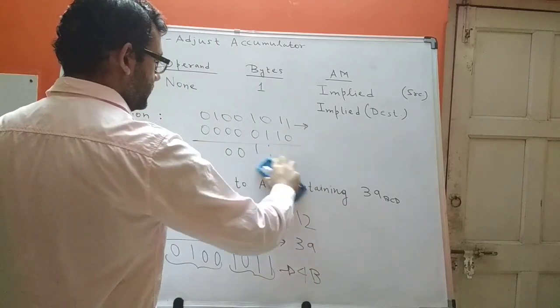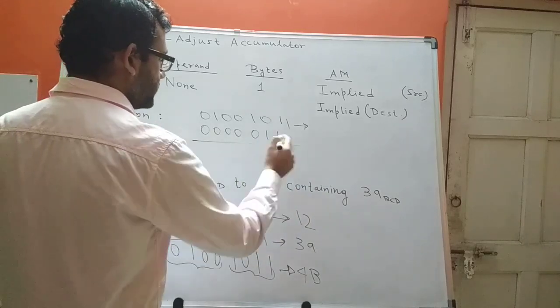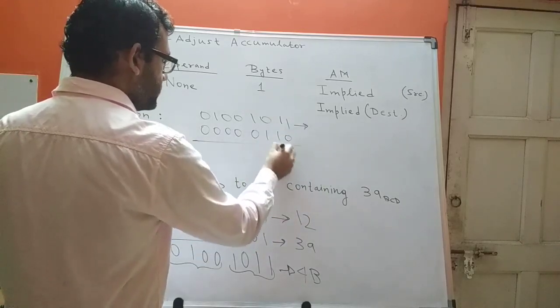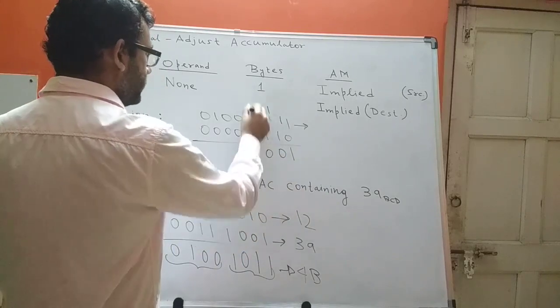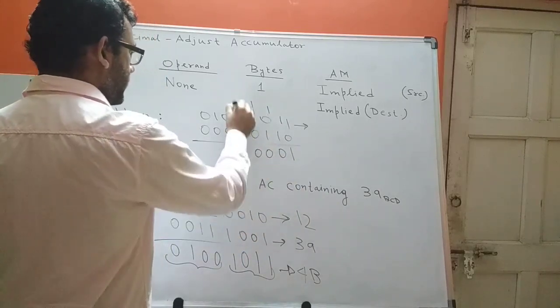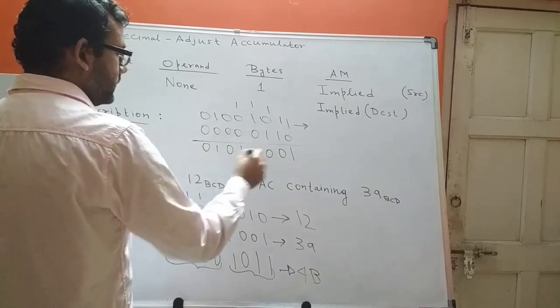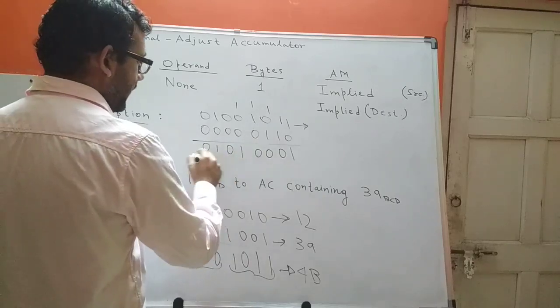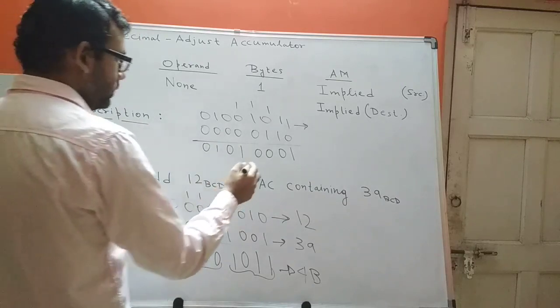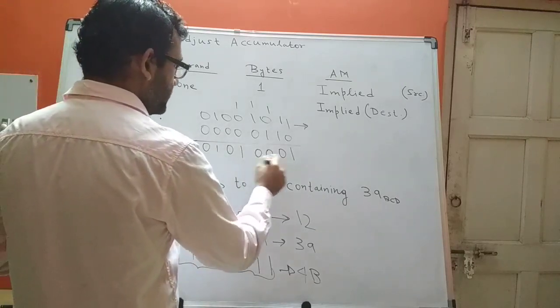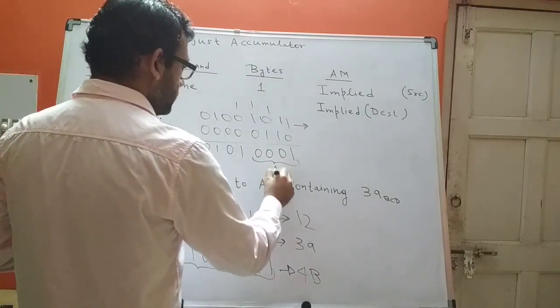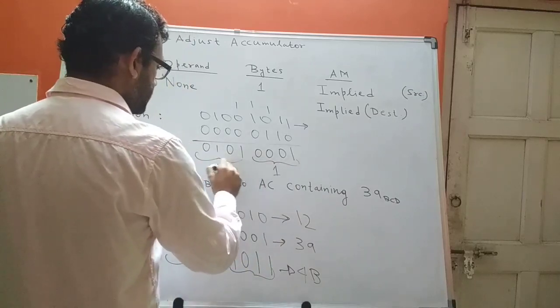So what should be the addition? We are adding 0, 6. So I'll get 1. 1 plus 1 is 0 with a carry of 1. 1 plus 1 is 0 with a carry of 1. 1 plus 1 is 0 with a carry of 1. So this is 1, this is 0, this is 1 and this is 0. Now I have a valid BCD number. This part is 1 and this part is 5.